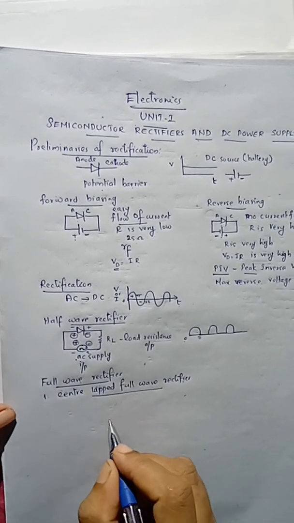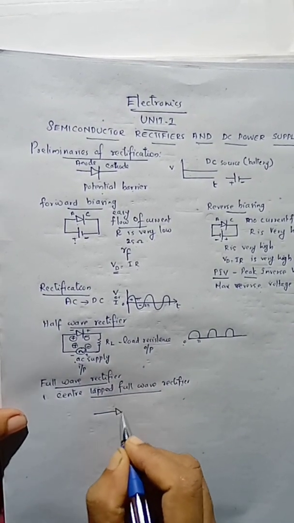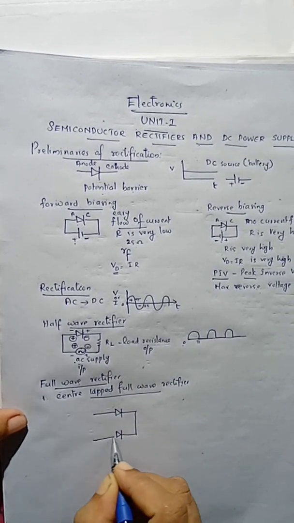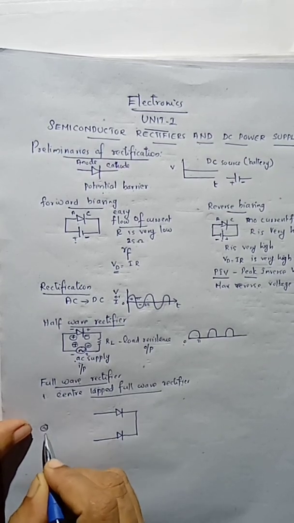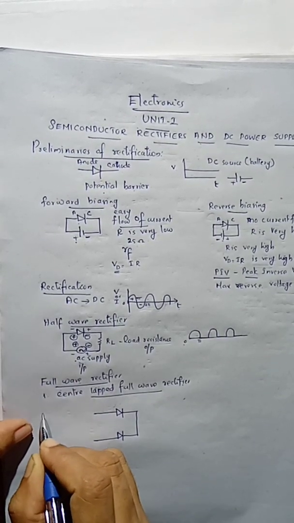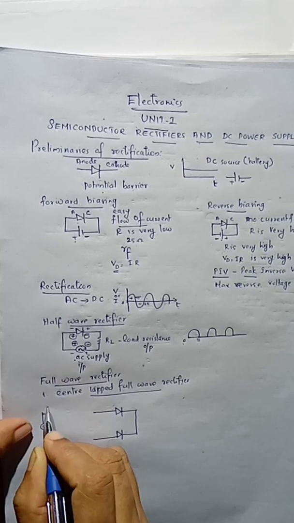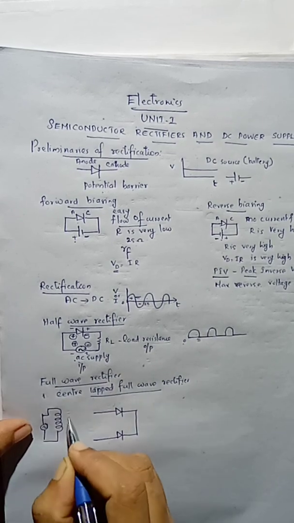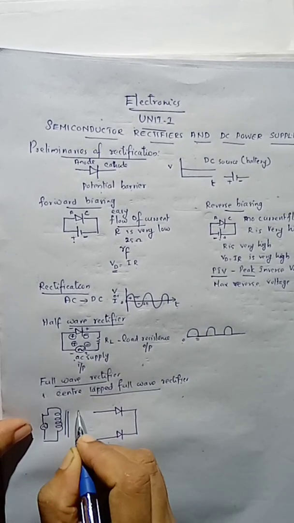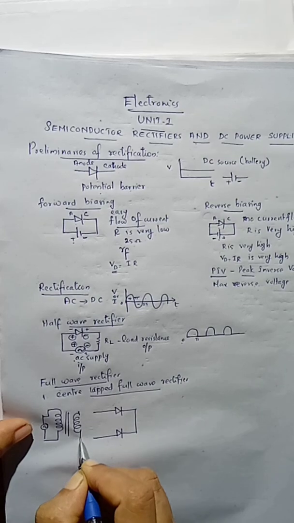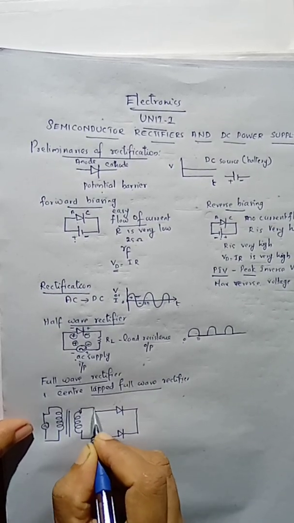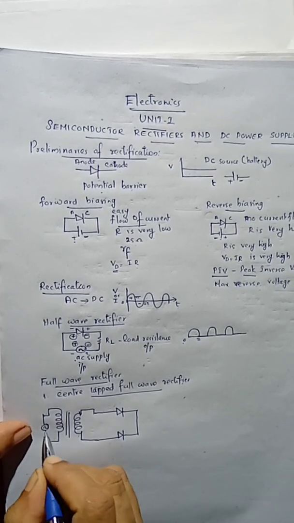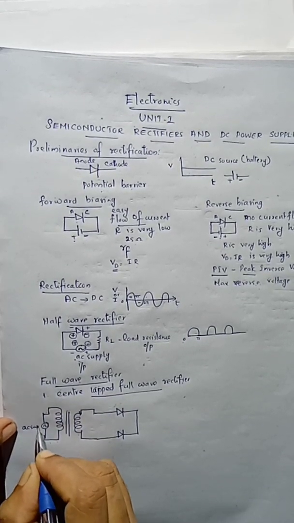In this circuit, we are using two diodes connected like this. Now we need an AC supply, and that AC supply is given to the primary. This is the primary of a transformer, and this is the secondary of a transformer. This is the AC supply.